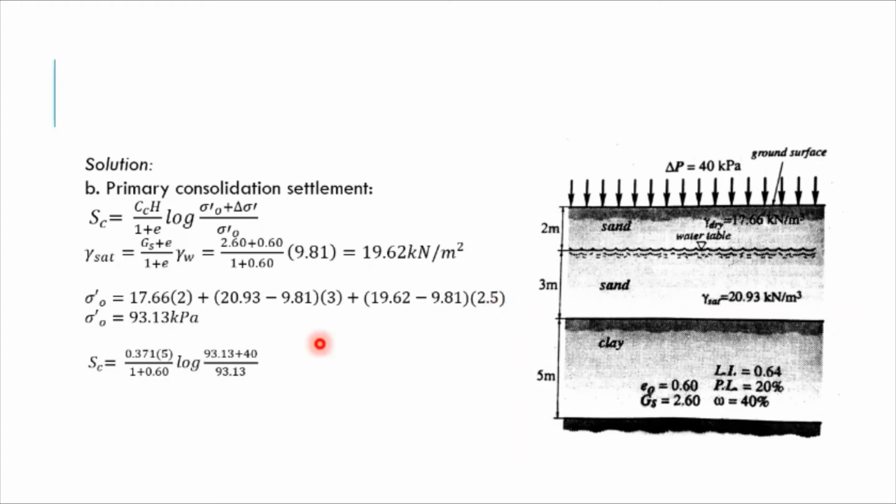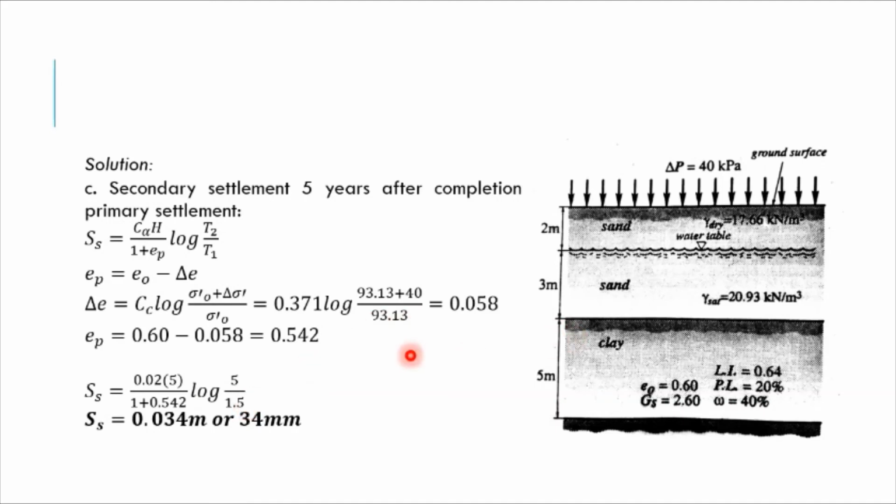So therefore, the primary consolidation is equal to 0.371 multiplied by 5 over 1 plus 0.6 logarithm of 93.13 plus additional load of 40 kPa over 93.13. So the primary consolidation settlement is equal to 0.180 meters or 180 millimeters.